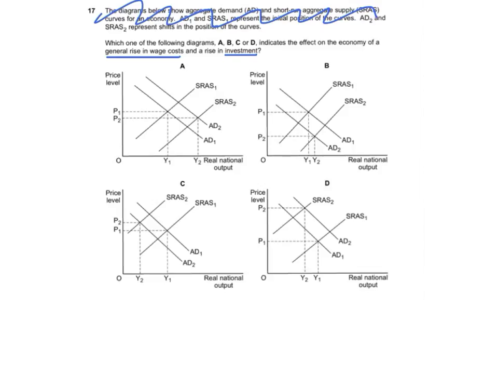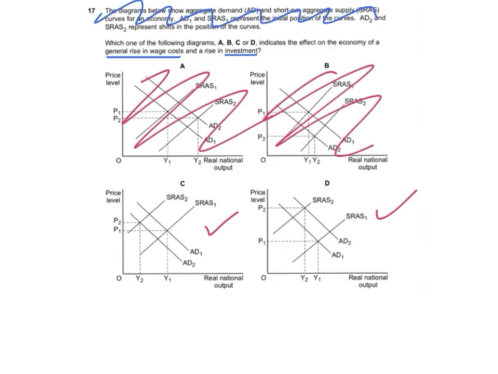If there's a general rise in wage costs, that's going to affect a firm's cost of production. Their cost of production would go up. So we need only the ones where cost of production goes up. It does in D, and it does in C. So A and B are wrong. Now we've got to work out what would happen if there's a rise in investment. Obviously AD would go up, because investment is part of AD. So it's got to be this one. AD's gone up here, whereas AD's gone down in this one. So the answer is D.